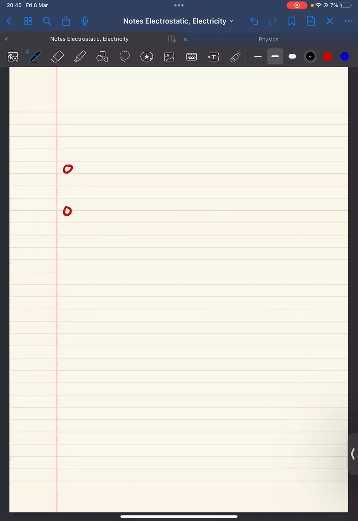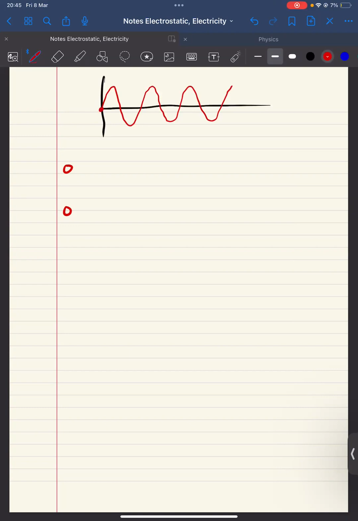AC means the current is always changing. We studied this before. So this is current. This is positive and this is negative. The current keeps changing from positive and then it starts flowing negative. Here it's flowing from positive to negative, but when it reaches here, it is flowing from negative back to positive again. It keeps changing. That's what we call AC current.